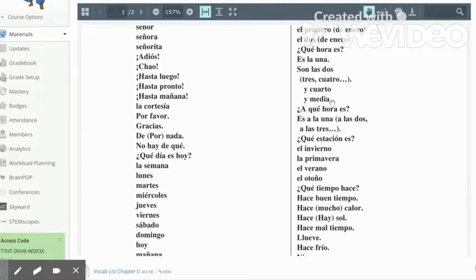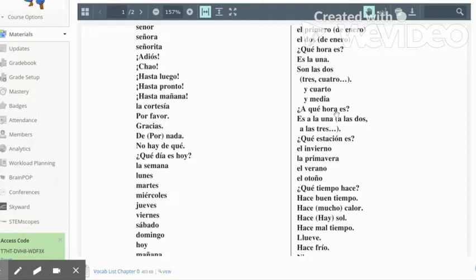1 is singular, right? When the numbers turn plural, when there's more than 1, that's when it becomes son las dos. It is 2 o'clock, a las dos, a las tres. The only time you say es a la and es la is using 1 o'clock.